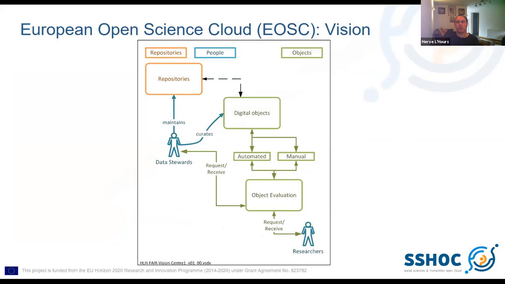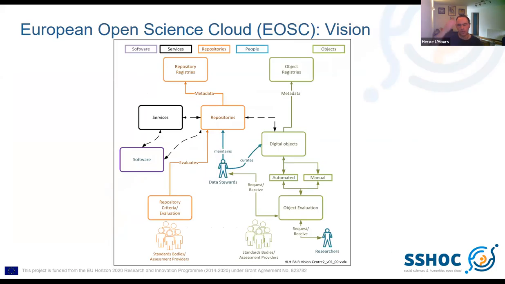So just a couple of final points on this. Here we've got the repositories and the digital objects and their evaluations, which we need to bring together. But when we're looking at the wider vision of the European Open Science Cloud, we're looking at a wider range of services and software, which also need to be brought into this.